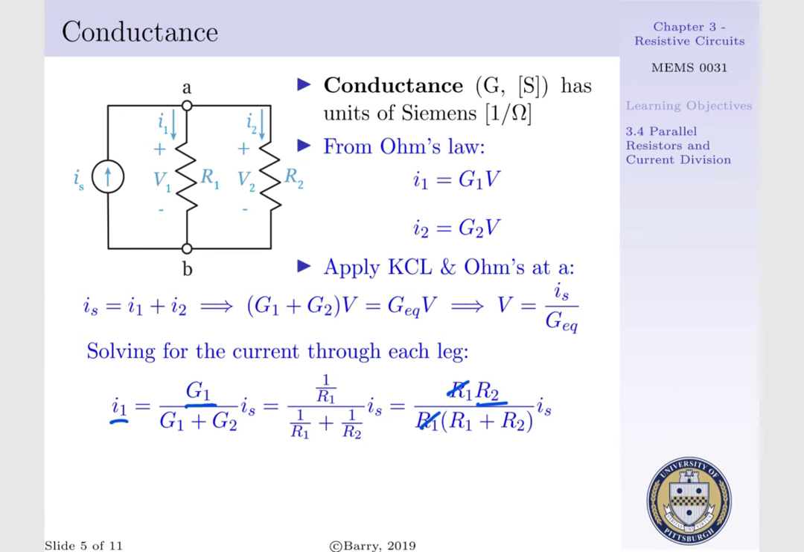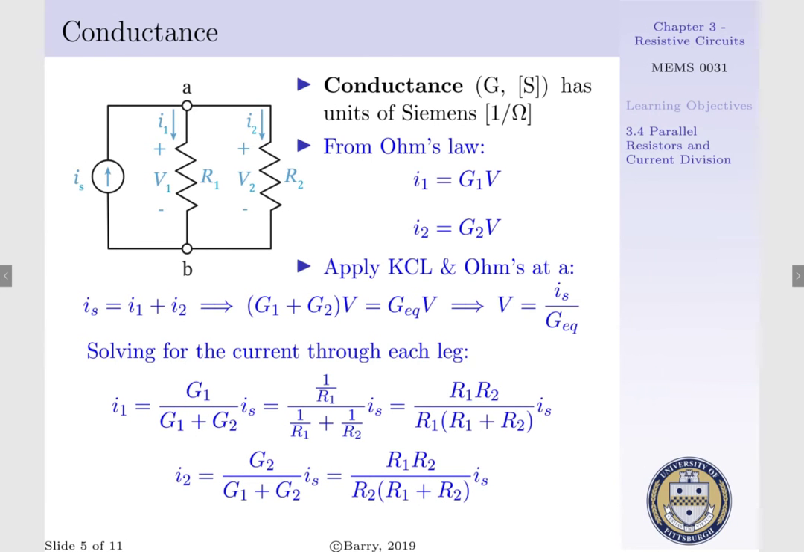Now, if we apply the same methodology, we can solve for I2, which is our conductance G2 per our equivalent conductance G1 plus G2 times our source current. And if we compare this to our previous result using resistances, we see the difference of having our conductance within our numerator for our element of interest as opposed to the opposing resistance of a resistor in our parallel configuration.